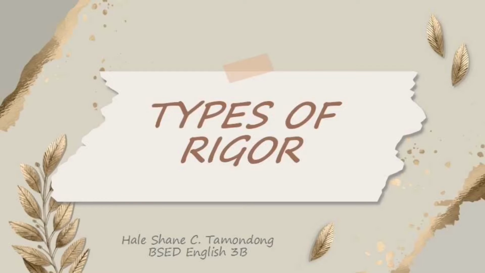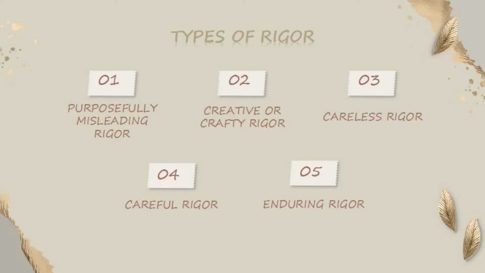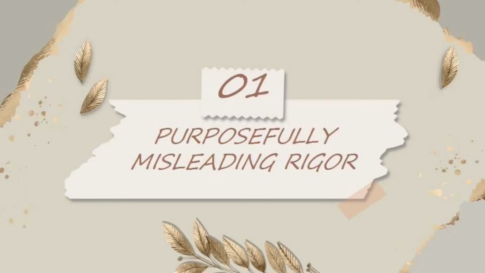Today, I will be discussing the types of rigor. So without further ado, let us start. Here are the types of rigor. First, purposefully misleading rigor. Second, creative or crafty rigor. Third, careless rigor. Fourth, careful rigor. And fifth, enduring rigor. First, let's discuss purposefully misleading rigor.